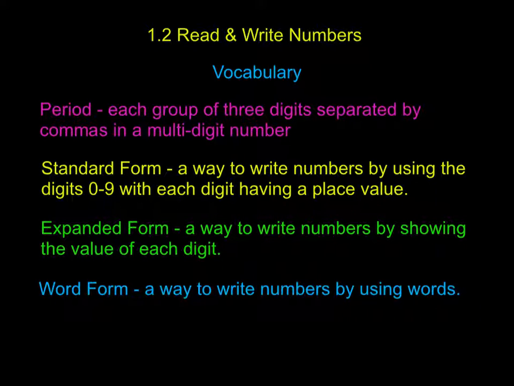So the normal way in which we see numbers is considered standard form. We have expanded form. Expanded form is a way to write numbers by showing the value of each digit. And then we have word form. Word form is a way to write numbers by using words. Pretty simple definitions here.